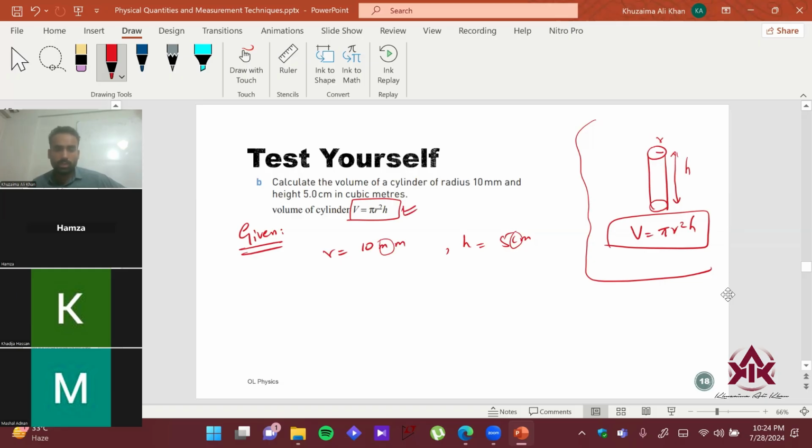What is the radius in basically meters? Milli क्या होता है? Milli is basically 10 to the power minus 3, and centi is 10 to the power minus 2. So you have everything over here. I just want the value of the answer. Should be in meter cube.